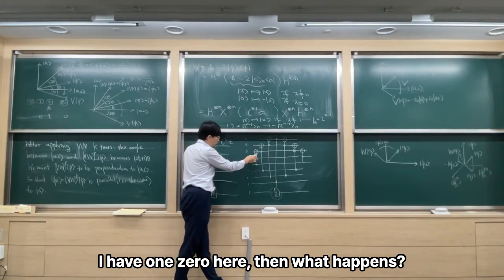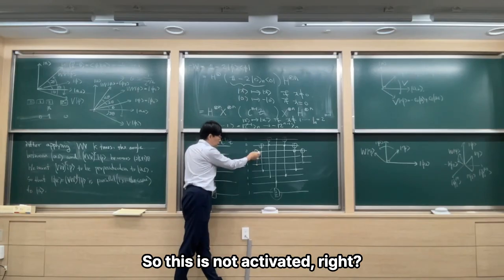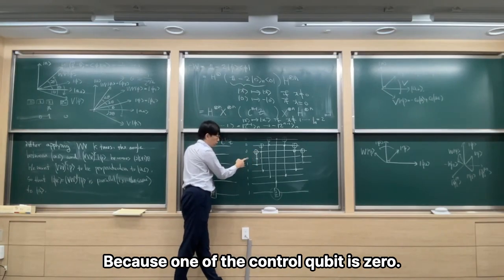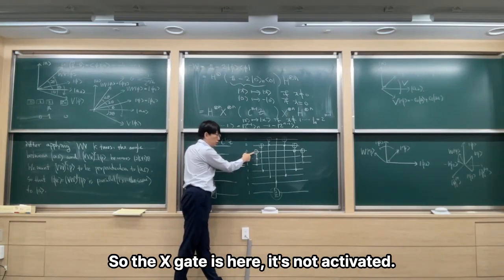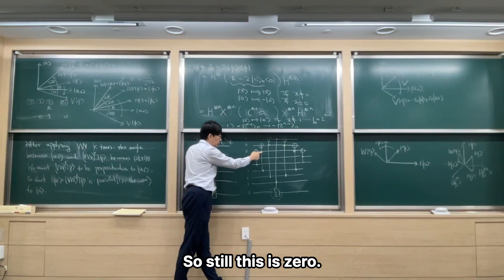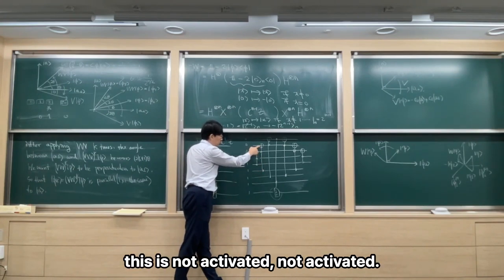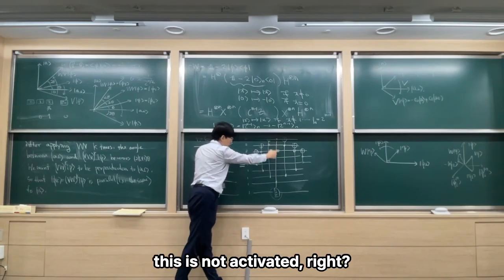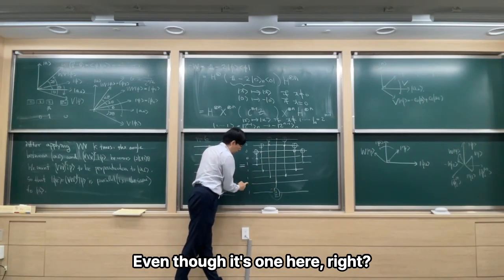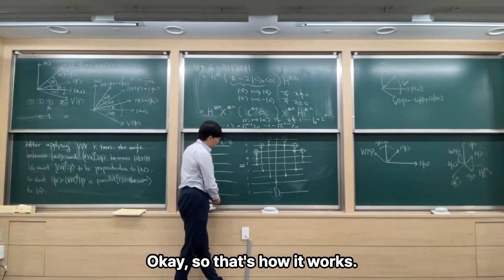Then what happens? So this is not activated, right? Because one of the control qubits is 0, so the X gate here is not activated. So still this is 0. Because this is 0, even though this is 1, this is not activated. Therefore, this is not activated, right? Even though it's 1 here. Okay, so that's how it works.